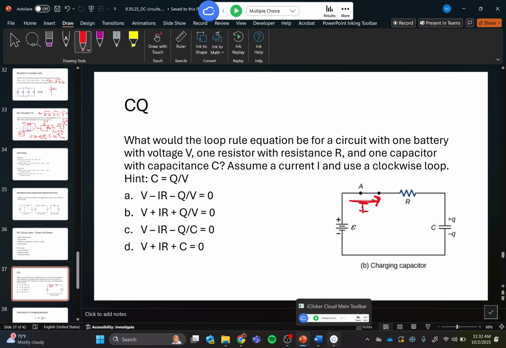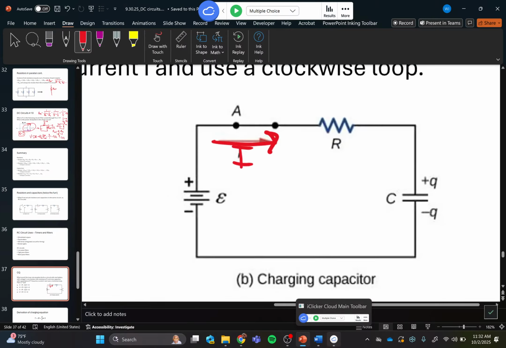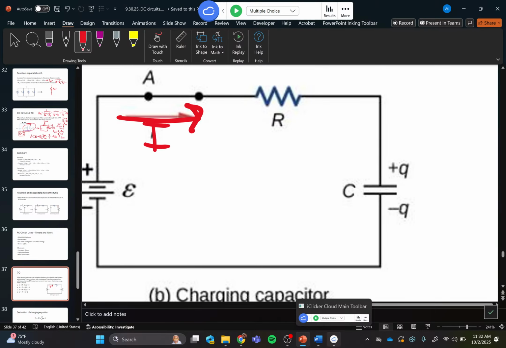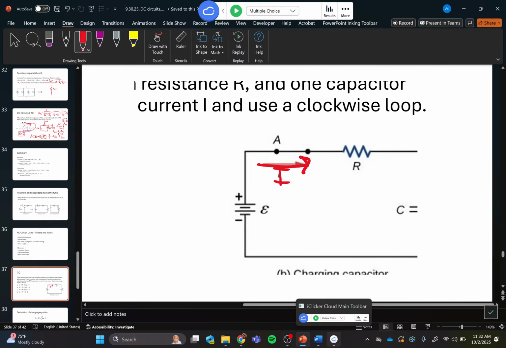The only thing I need to remind you all of, I even tell you, C equals Q over V. Which end of the capacitor is the high voltage? The one with the positive charge. Which is the one with the low voltage? The negative charge. So which end is the high end? The positive side. Which end is the low end? The negative side. That's going to tell you whether you're going uphill or downhill when you walk around this circuit.